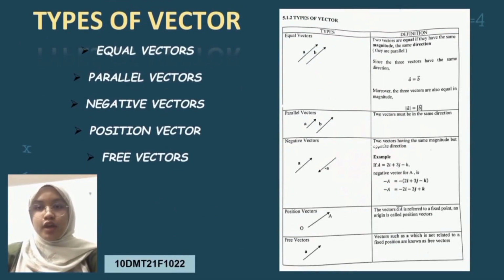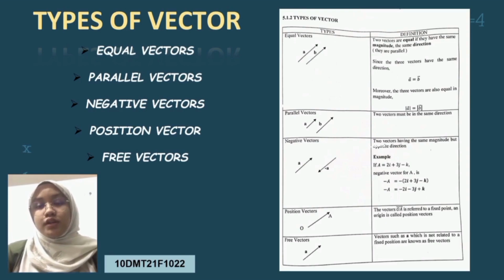Next slide is about types of vector. There are 5 types: equal vector, parallel vector, negative vector, position vector, and free vector. The definition of equal vector is that two vectors are equal if they have the same magnitude and the same direction. Since the three vectors have the same direction, A is equal to B. Moreover, the three vectors are also equal in magnitude.